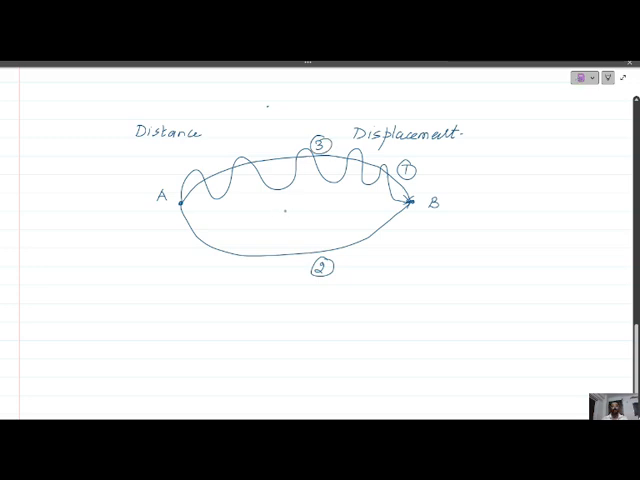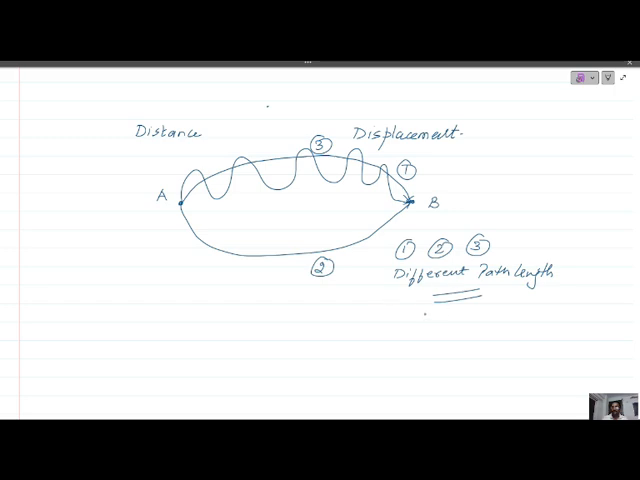There are almost infinite possibilities for you to reach from point A to point B. Each of these possibilities, 1, 2, and 3, have a different path length. So the path length is different. If you have different path lengths, this quantity is called a distance. So what is distance? Distance is the total length of the path you take to go from point A to point B.